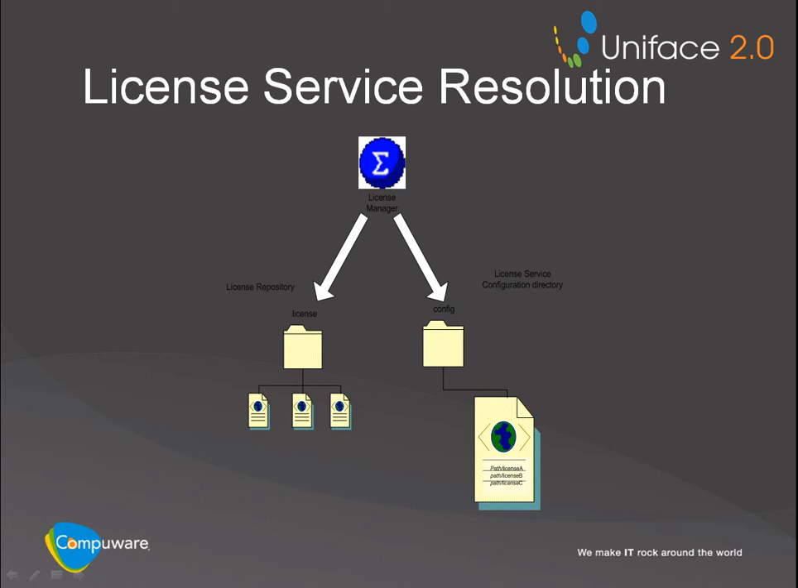The license service looks for license files in two locations: the license repository and the license service's config.xml file. The modification of either does not require the license service to be restarted. Licenses defined in the configuration file are loaded in the order that they are defined, and licenses that exist in the repository are loaded based on the modification dates on the files, the newest loaded first.